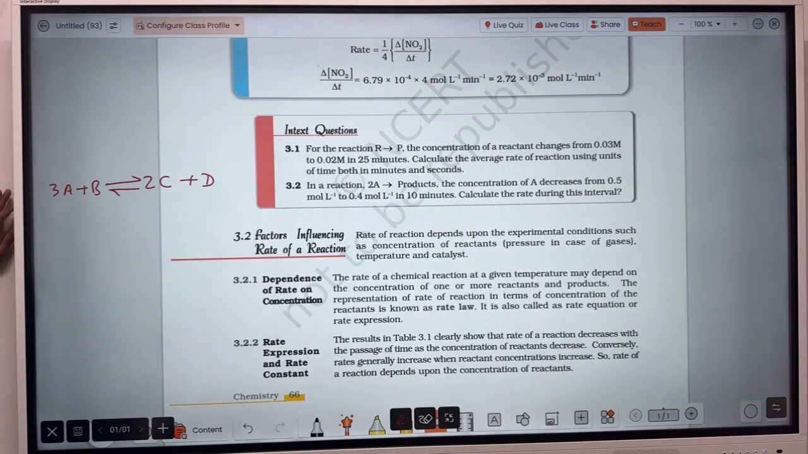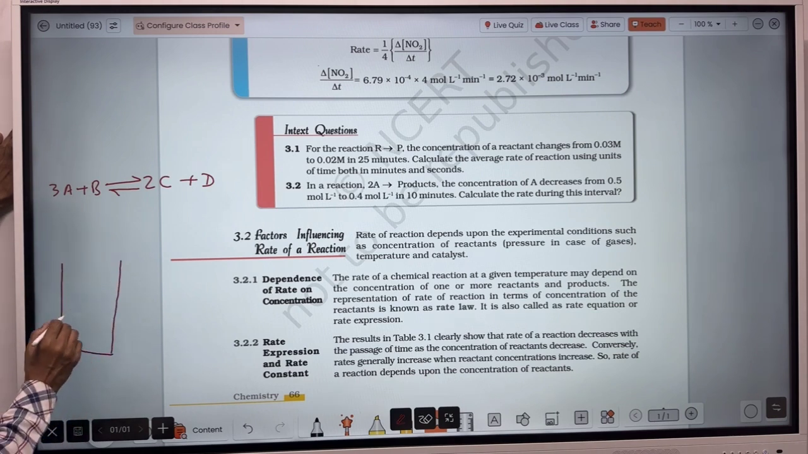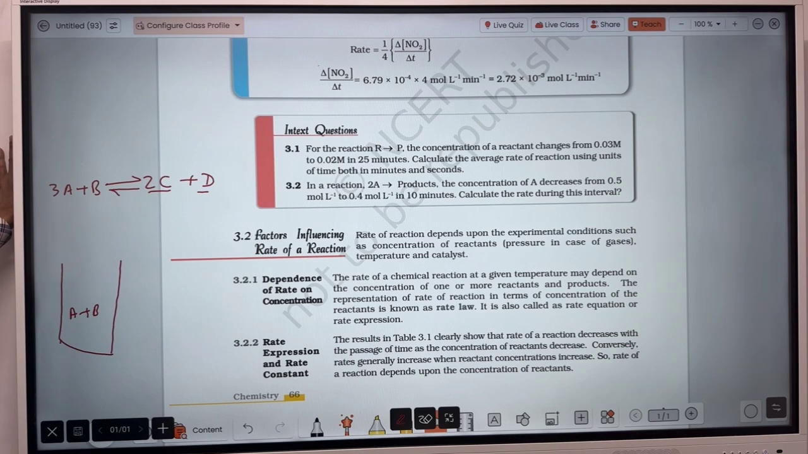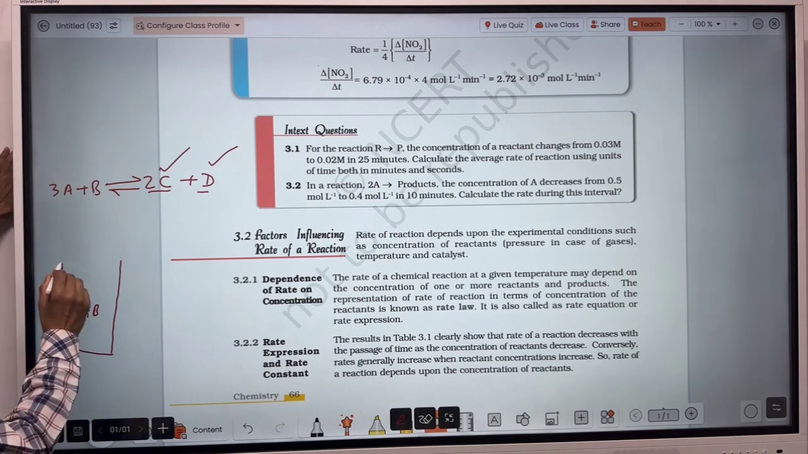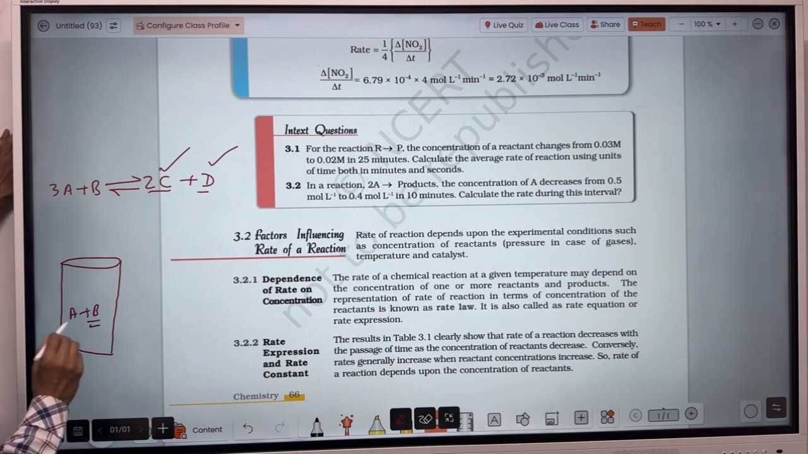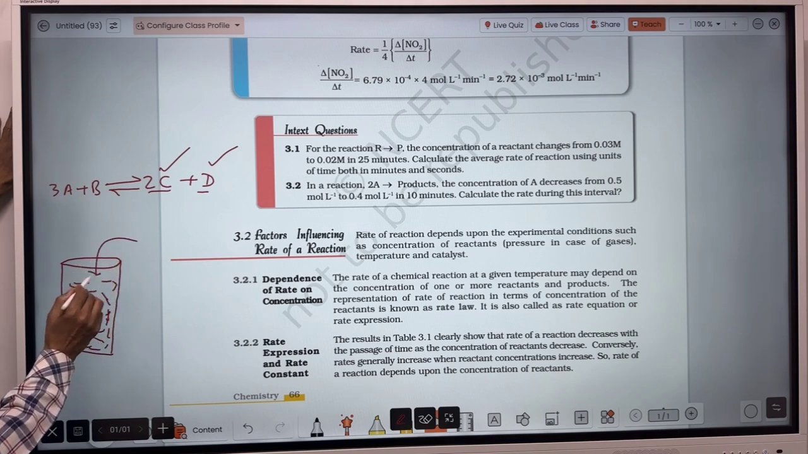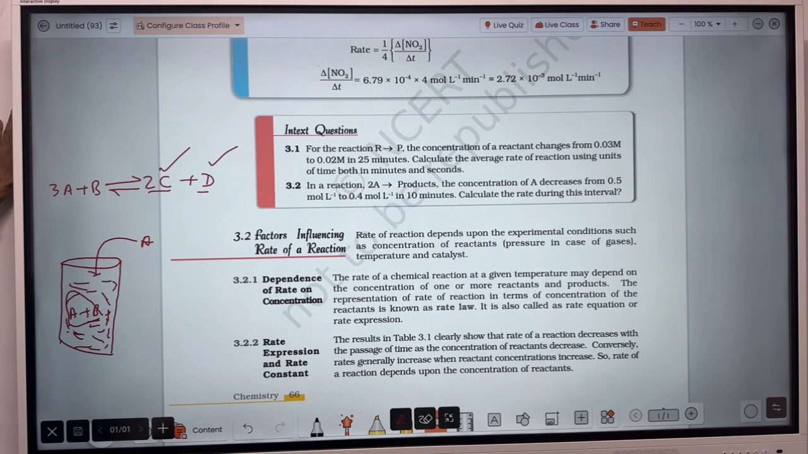Now we determine the rate law expression by doing an experiment. Suppose this is a vessel in which A reacts with B. Obviously there will be a formation of C and D. The rate of reaction we can predict by changing the concentration of the reactants. Firstly, we keep the concentration of B constant. That means in this reacting vessel there will be some particles of A and some particles of B. The reaction is taking place. Now we have added more A, so the concentration of B remains constant because no more particles of B have been added to this vessel.